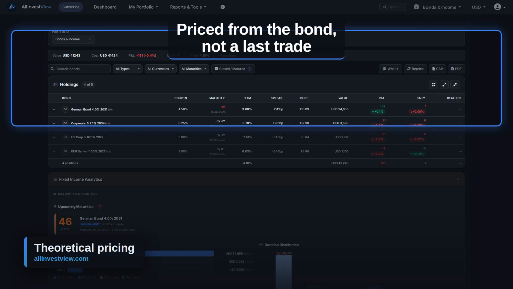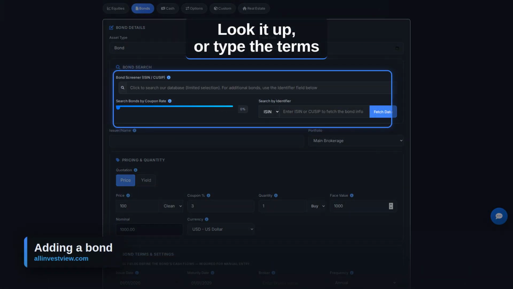And getting a bond in is quick. Search by ISIN or issuer, and it pulls in the terms for you. Or just type them yourself. Coupon, maturity, face value, payment frequency. That's all the engine needs to price it and run every metric you're about to see.